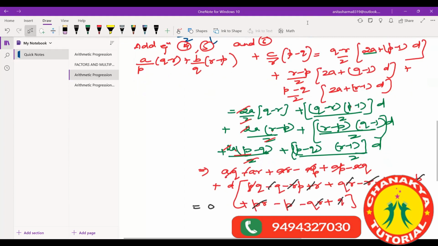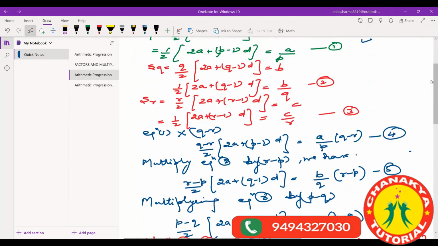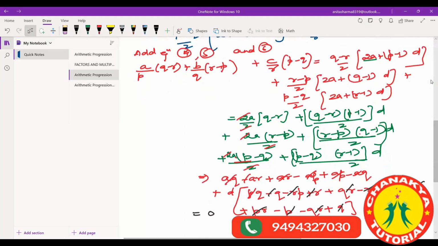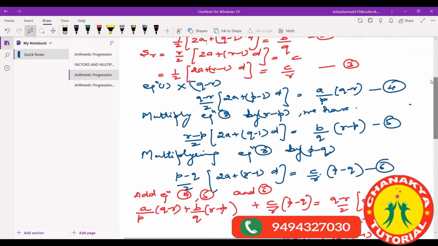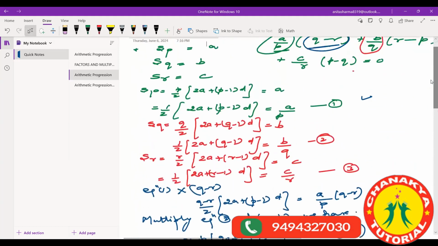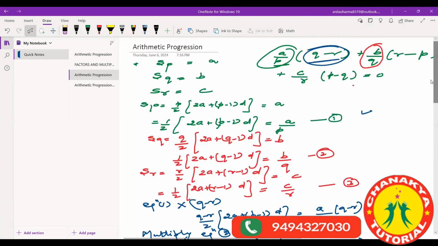Yes, ma'am. So this question has a lot of simplification, right? So note it down, children. Then we will proceed to the next question. And see, children, this question already came in your board exam, in 5 marks. So kindly focus on your calculation part, beta, simplification part. Do more practice.